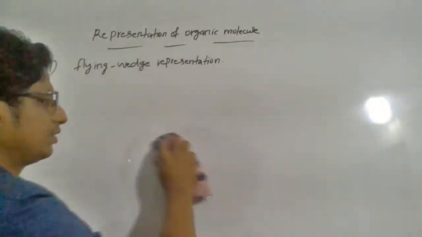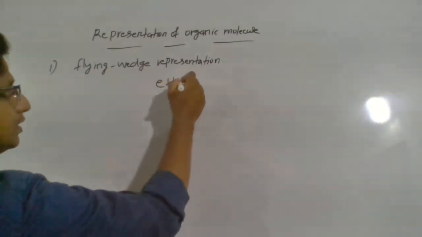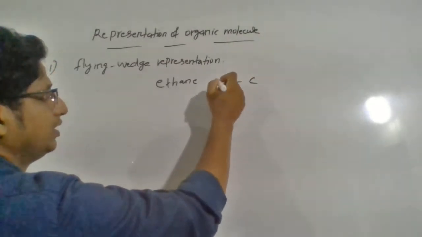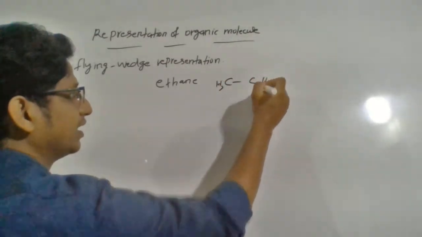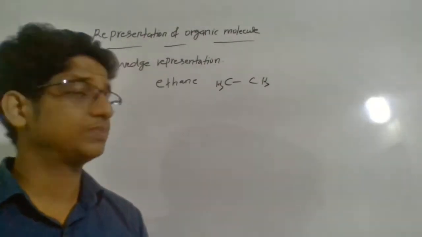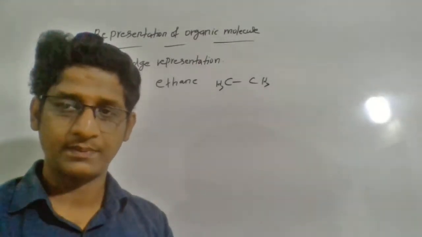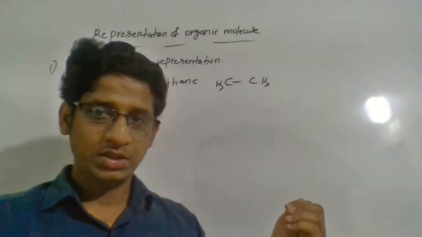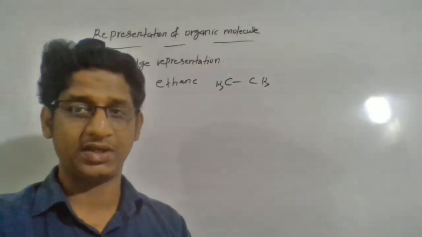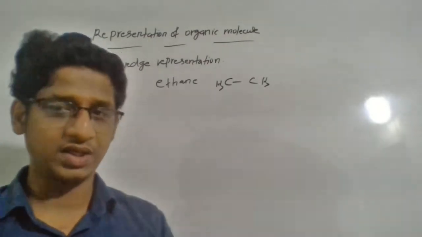Let us discuss one more case, ethane. Ethane has two carbons, and we normally write it like this, CH3 CH3. But it is actually observed that the ethane molecule is not planar, which means you cannot represent the hydrogens all in the plane. So how can we represent it?